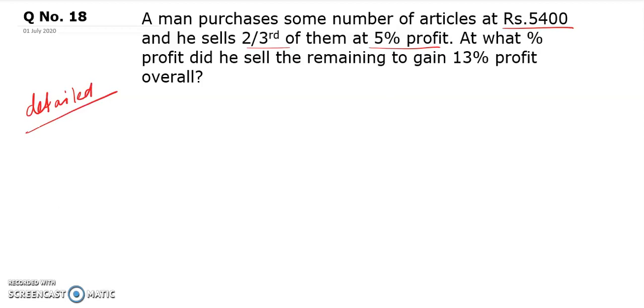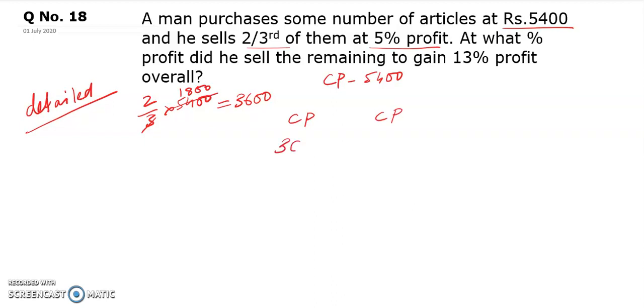So in this question it says a man purchases some articles at rupees 5400. So our CP is how much? 5400. And he sells 2/3 of them at 5% profit. So 2/3 of 5400 will give us 3600. So now we have 2 CP. This part is sold at 5% profit.